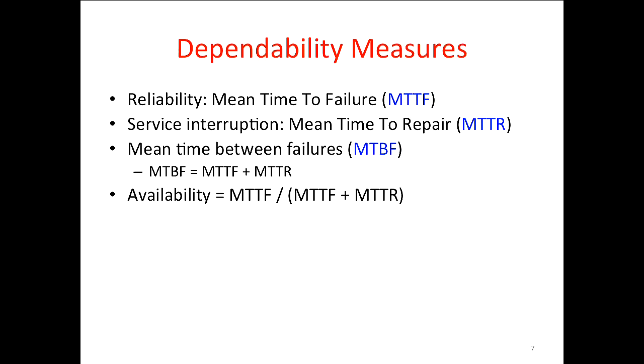So availability is this measure: for what fraction of the time is the system providing me service? That's simply the mean time to failure divided by the sum of the time to failure and time to repair. So that's what fraction of the total time the system's running that I can rely on it being there.